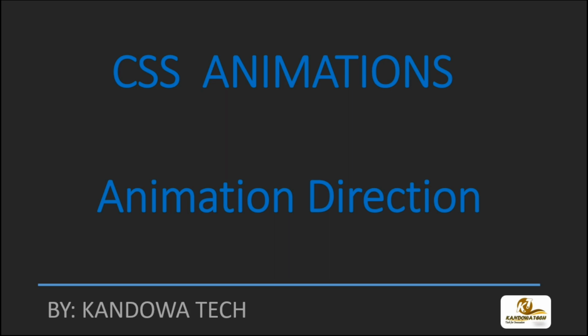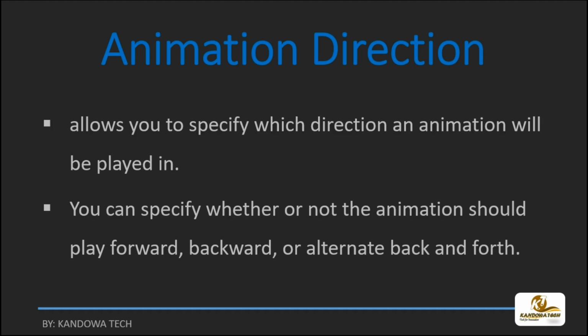In this tutorial, we are going to be looking at animation direction. With animation direction, it allows you to specify which direction you want your animation to be played in. So you can specify whether or not the animation should be played forwards, backwards, or alternate back and forth.